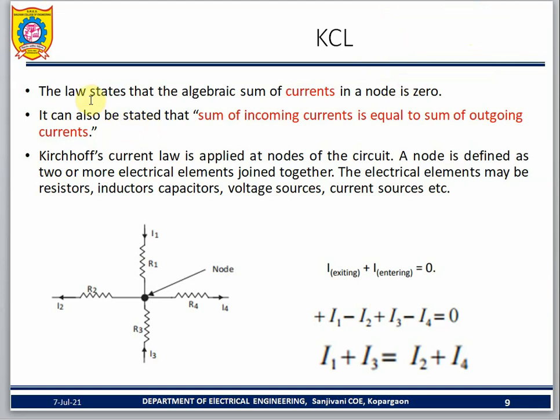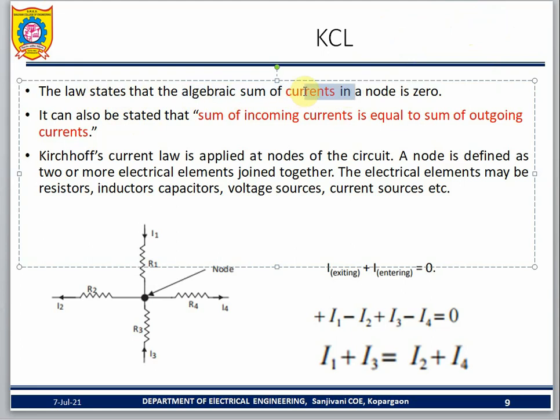The law states that the algebraic sum of the currents in a node is equal to 0. What is a node? This is a node. Algebraic sum of the current in a node is equal to 0. That's all, this is summation of the I is equal to 0.